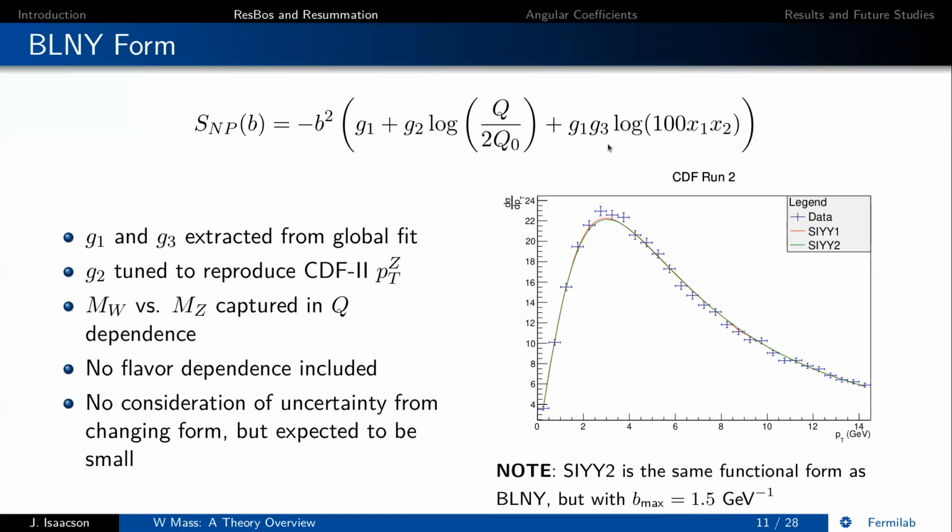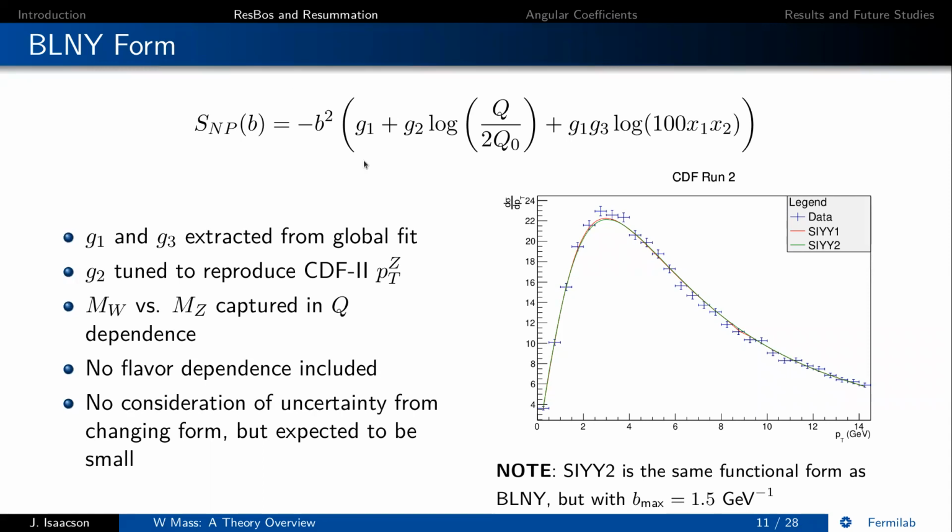The other term here, this g_3 term with this x_1 and x_2, was introduced in the BLNY formalism to capture the collider energy dependence. There are the fixed target experiments, the Tevatron experiments, the LHC experiments, and all of these should have a very similar description of the non-perturbative physics. So you have to have some way of scaling how this non-perturbative function changes as you change the collider energy. This last term, g_1, is just a Gaussian term that's used to capture any other functional form that we didn't think of when they introduced this form in the first place.